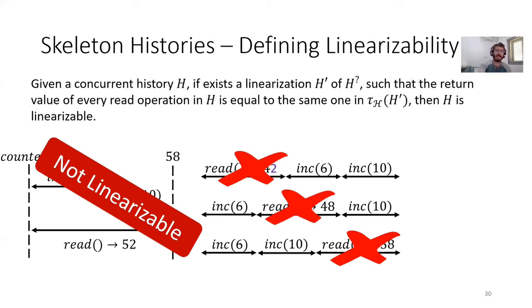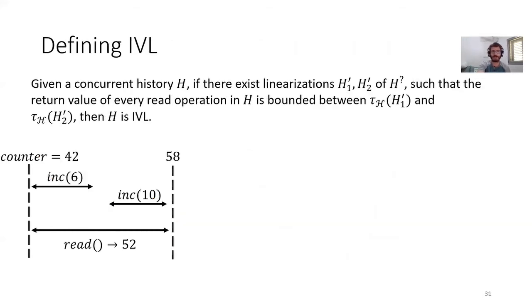So when defining linearizability, we took a single linearization of the skeleton history. To define IVL, we take two possible linearizations. We say that a concurrent history is IVL if there exist linearizations H1' and H2' of the skeleton of H, such that the return value of every read operation in H is bounded between tau operating on H1' and tau operating on H2'. What this essentially means is that the return value in a concurrent history is bounded between two legal ones allowed under the sequential specification.